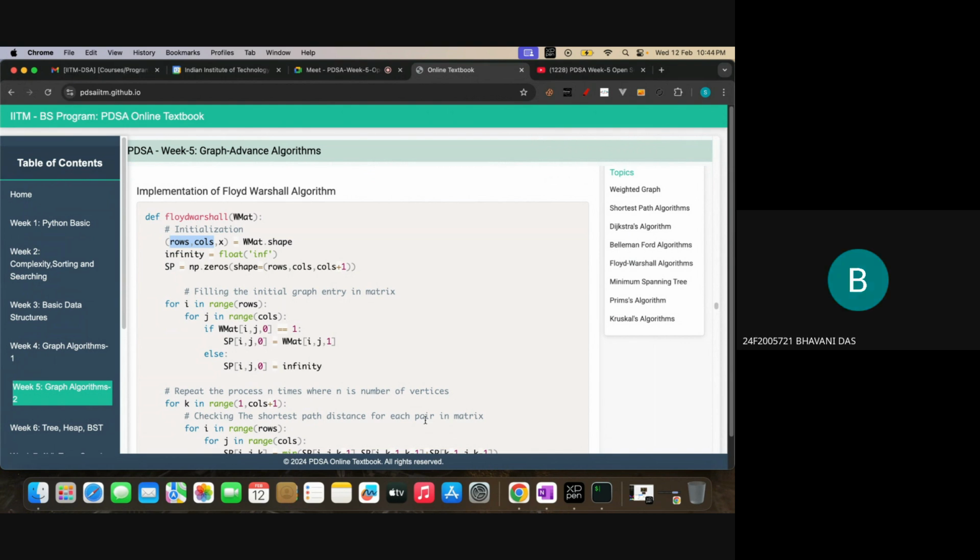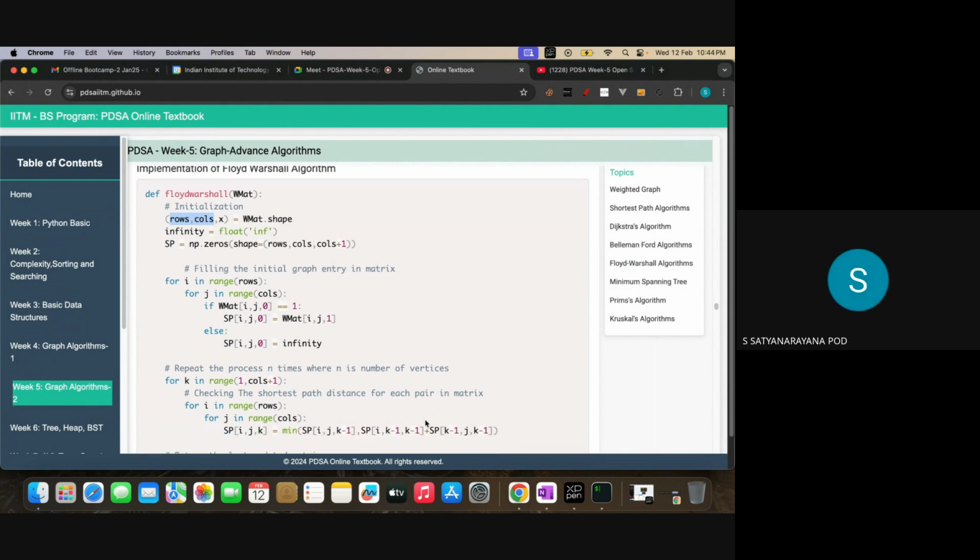So for the first version, K must be 0. The first values we put are the infinite values, because initially we are filling the graph with all infinite. Whenever a path exists, we try to update the weight. If a direct edge is there, we put its edge weight. If no path exists, we put infinite. That's it.